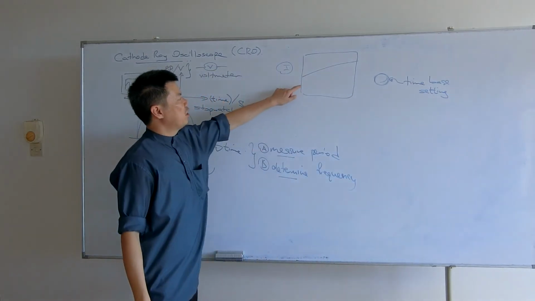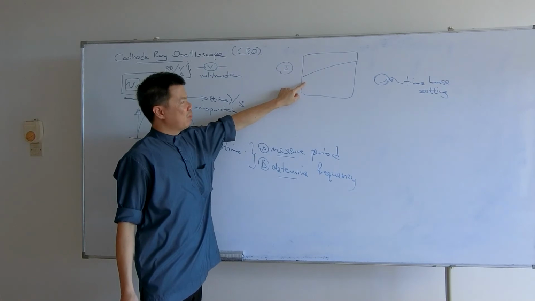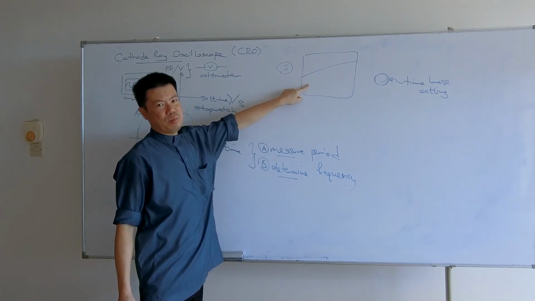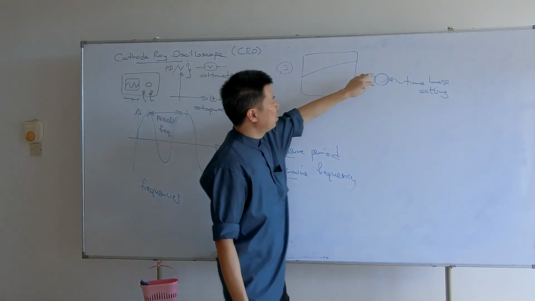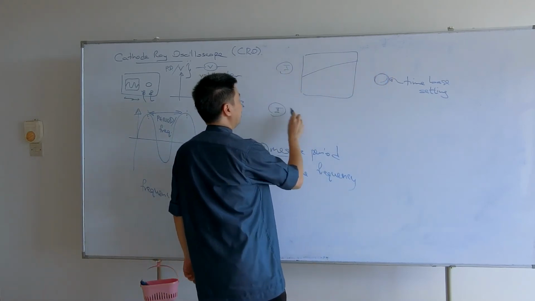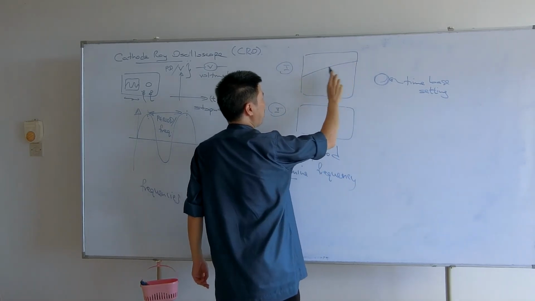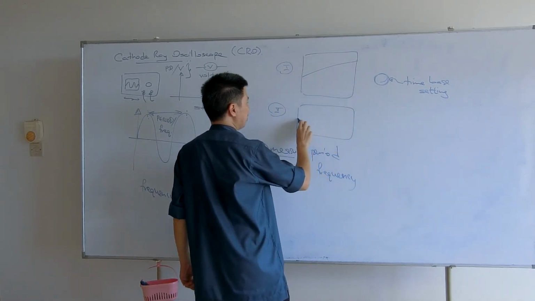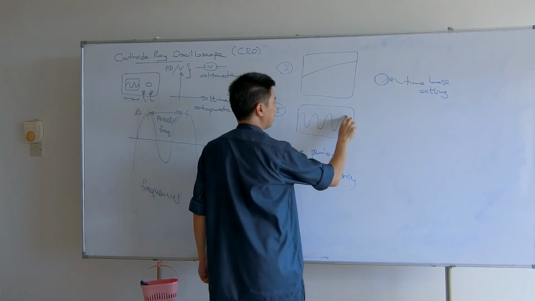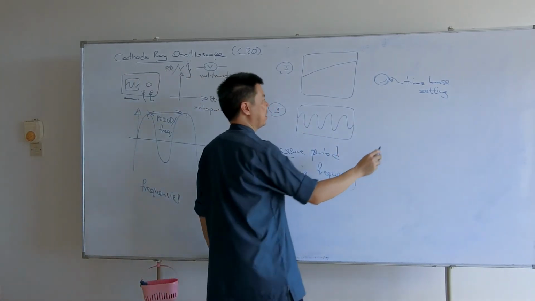Let's say this one is adjusted and it takes a reading. Let's say you want to make it viewable. What you do is turn the time-base setting, and then you notice that this, which does not look like a wave, once adjusted will look something like this. That's why we have something called the time-base setting.